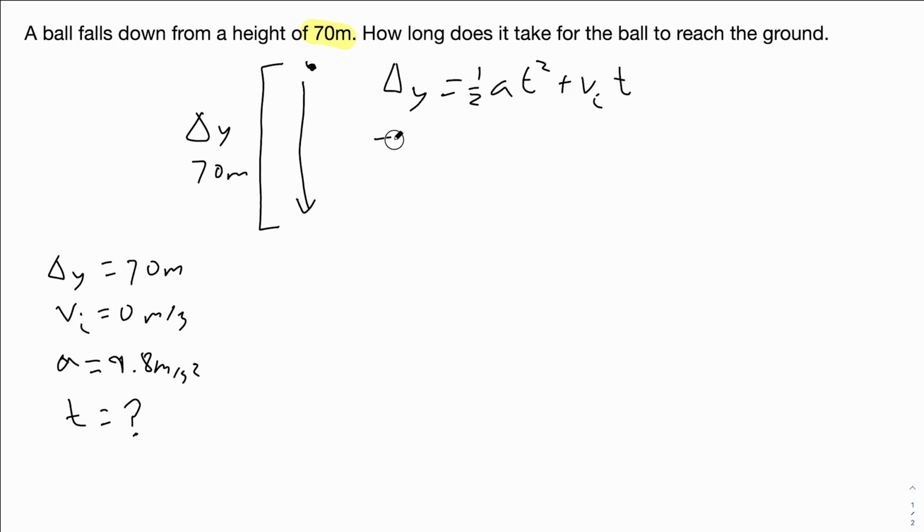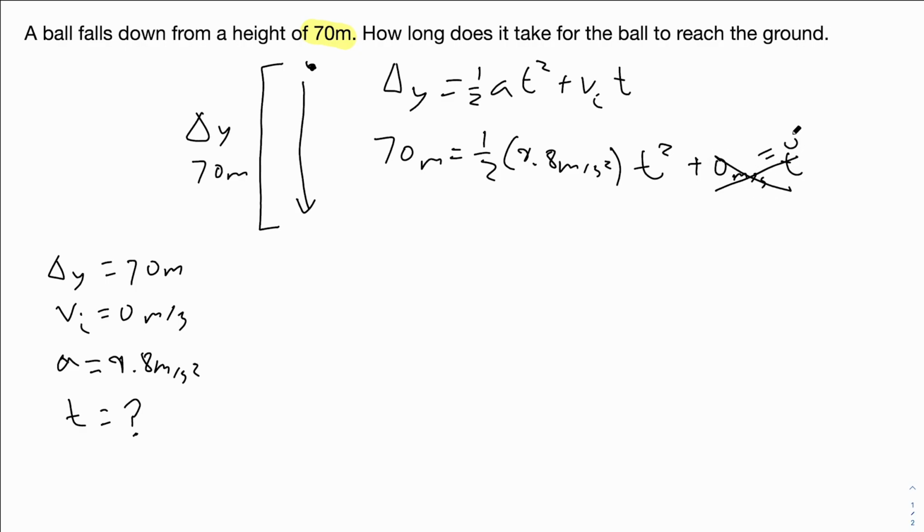So delta y will be 70 meters equals 1/2. Our acceleration will be 9.8 meters per second squared times time, which we don't know, so we'll just leave it as t squared, plus our velocity initial, which is 0 meters per second, times time, which again we don't know, so we'll put it as a t. Now this right here will just become 0 no matter what time it is, so we're just going to cross that out, equals 0.